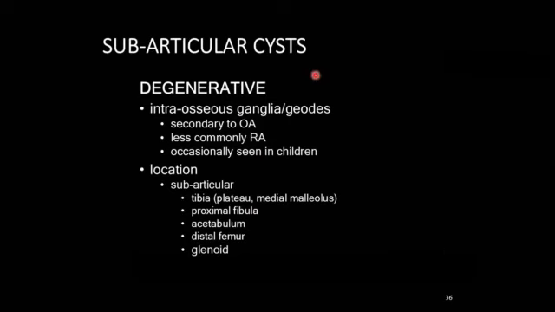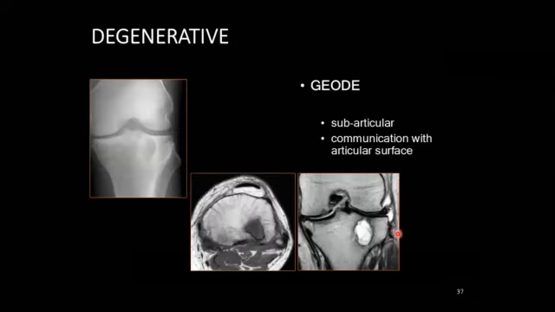The proximal fibula, the acetabulum, the distal femur, and the glenoid. For example, subarticular geodes can be quite large. You can see here, this is a subarticular geode. It's not a tumor, it's not a mass, it is not an abscess, there is no surrounding edema, no bone destruction, no nothing. You have to look for any evidence of communication with the joint space. When you see communication with the joint space, you can have a high confidence in the diagnosis of geodes.